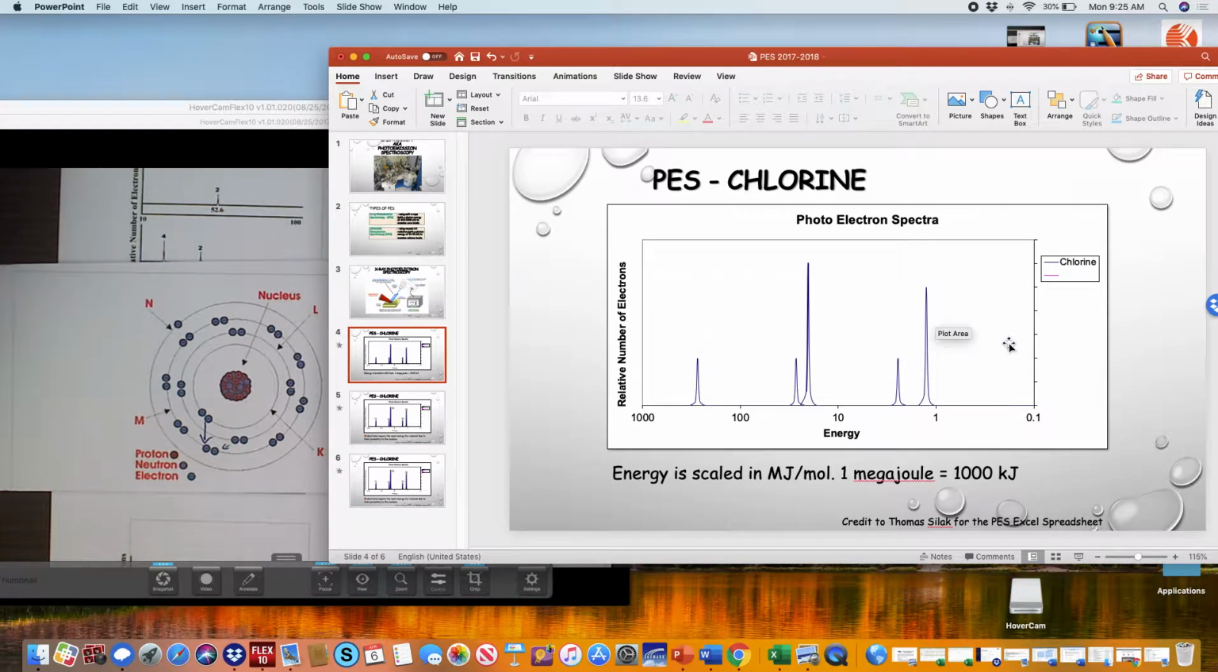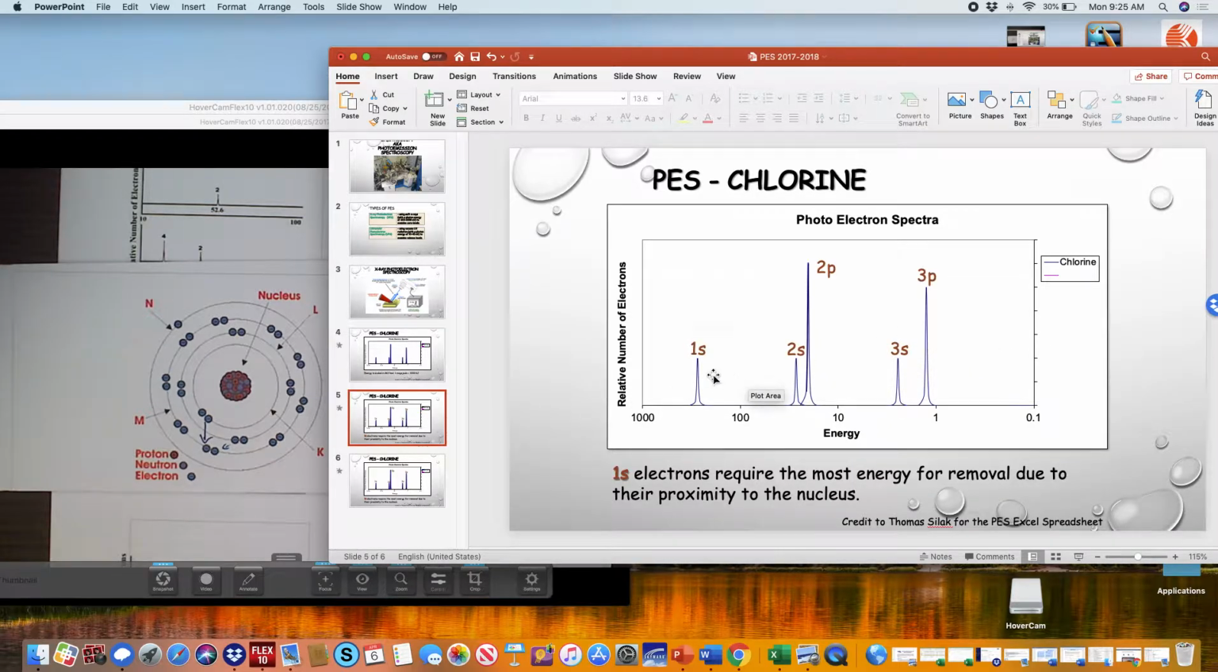So from that, I can tell that this is going to be the 1s, these will be the 2s, and these will be the 3s. Notice that there's a little bit of separation between the s and p's. It's because p's are actually a little bit farther away than the s's, but they're in the same relative area as each other. So they're groupings. They're on the same street.